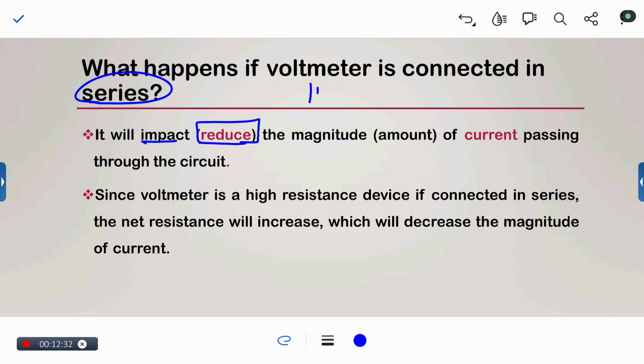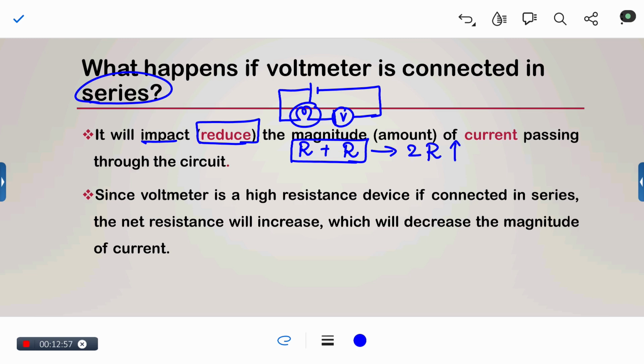For example, let's take a circuit. Like this, if I connect it, this bulb already has some amount of resistance, as well as this voltmeter, which is also a high resistance device. What will happen is the resistance will get added. That means the resistance will increase. So due to the increase in resistance, the amount of current passing through the circuit will decrease.